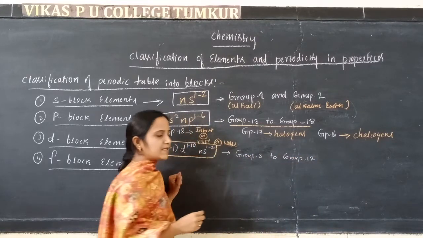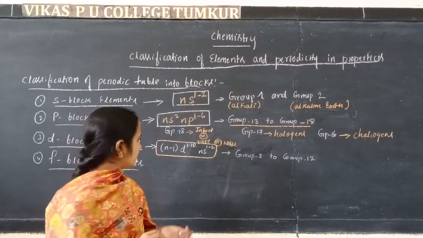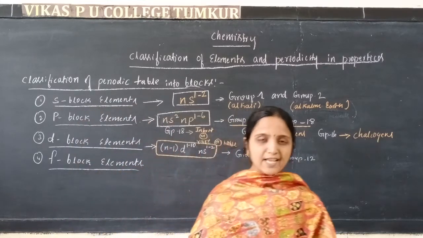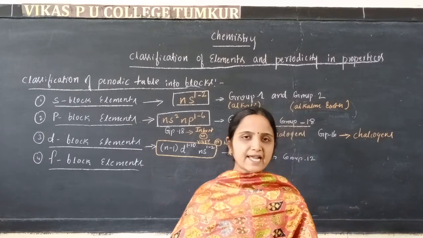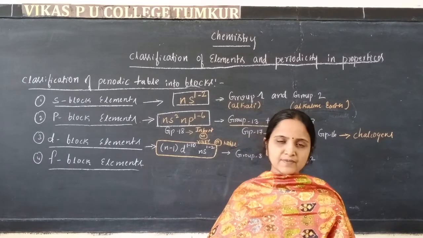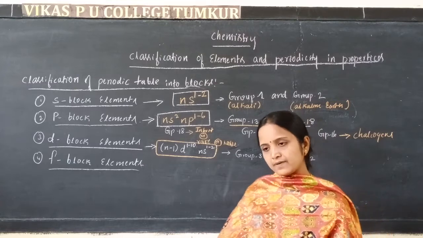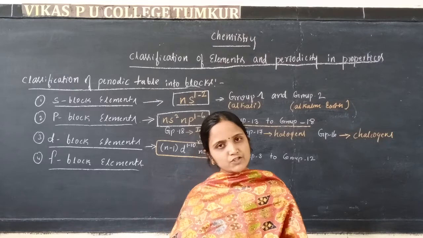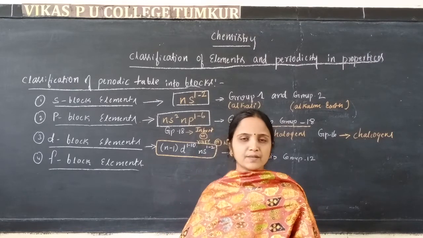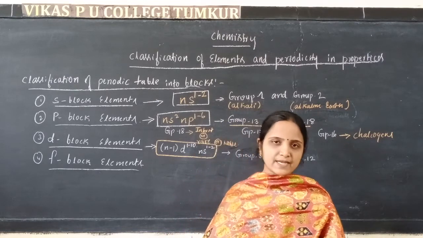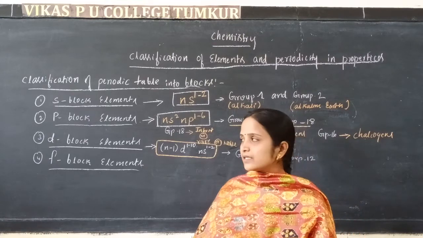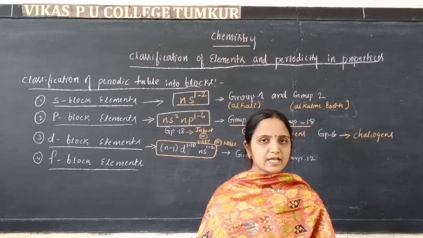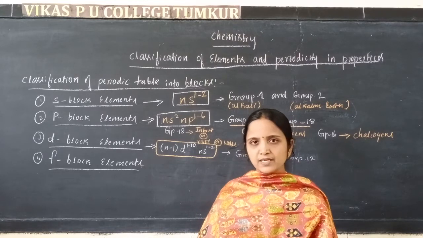Group 3 to group 12 we call as d block elements. The d block elements are also called transition elements. Why are they called transition elements? Because the metallic property gradually changes to non-metallic property along the period. That we call as transition elements.